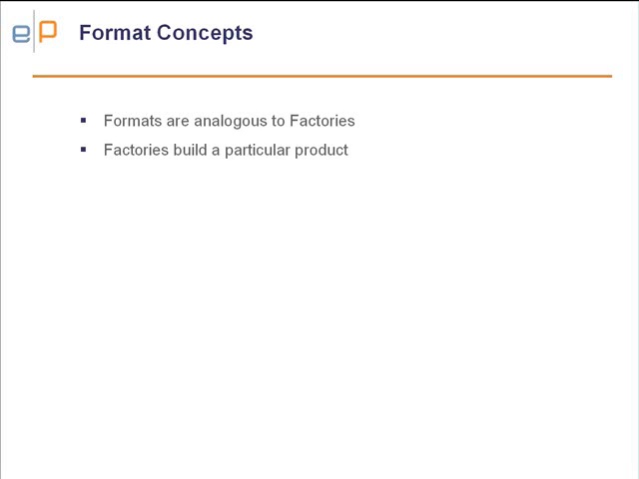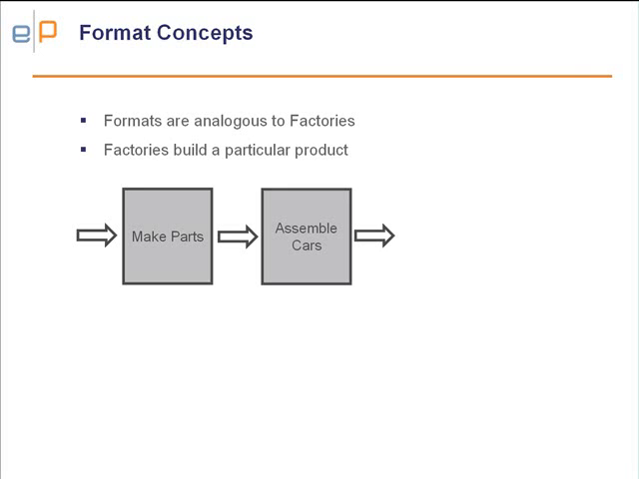In ePublisher, we use formats, and those are analogous to a factory. Just as the factory builds a particular product, a format is going to build a particular output. So an example might be in a factory, we take in raw materials, we're going to build the automobile. We say, okay, we're going to have an assembly line that makes parts for us. We'll have a next assembly line or place that goes and assembles the cars. It's going to take all those parts and start assembling the cars. And the final bit is we're going to paint them and push them out the back end.